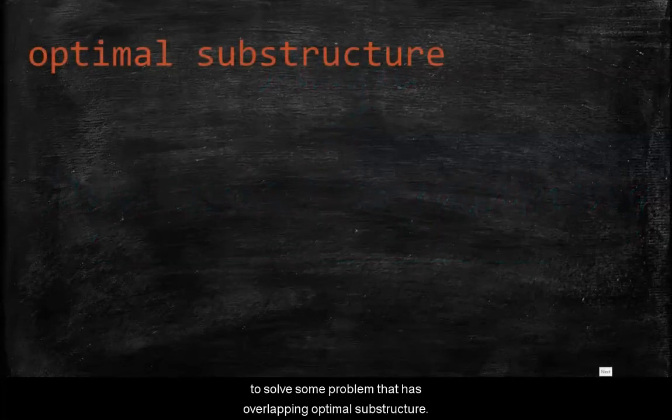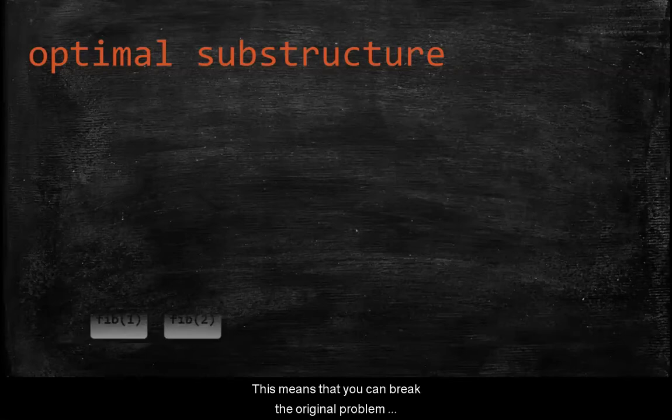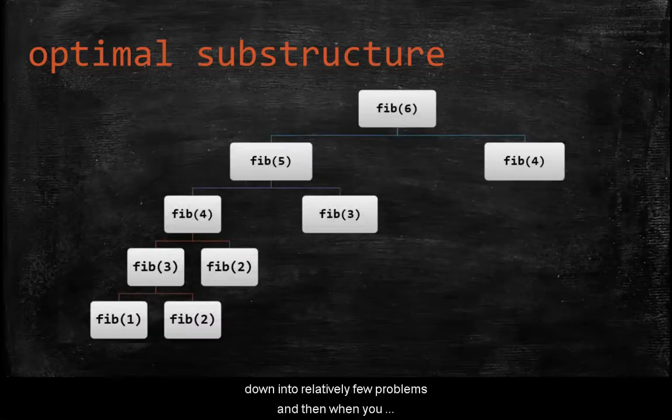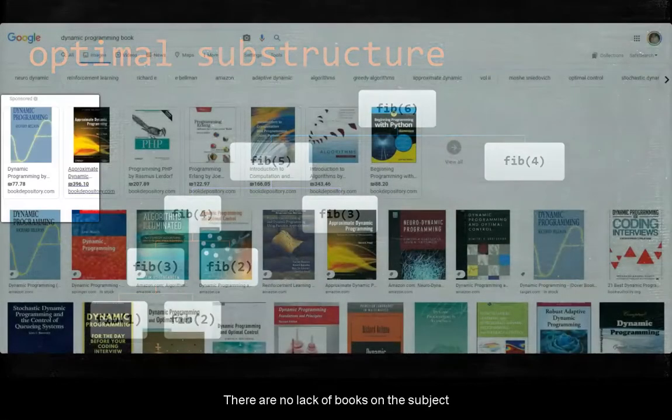Dynamic programming is the art of designing an algorithm to solve some problem that has overlapping, optimal substructure. This means that you can break the original problem down into relatively few unique subproblems, and then when you solve those subproblems, you have solved the whole problem.